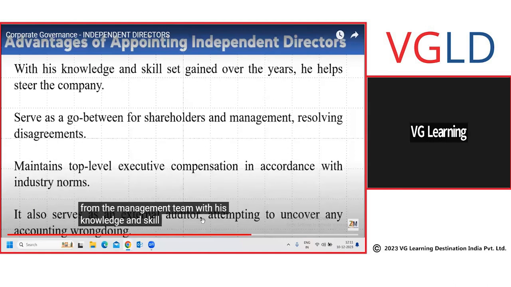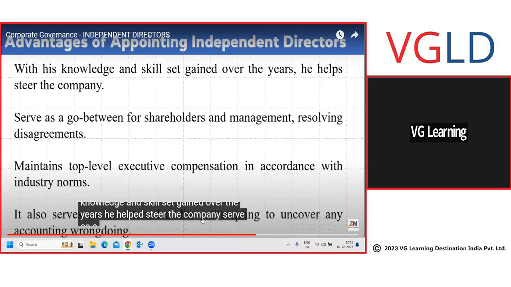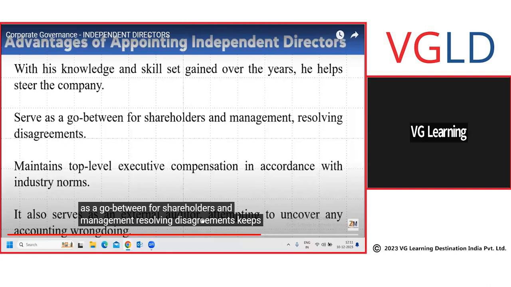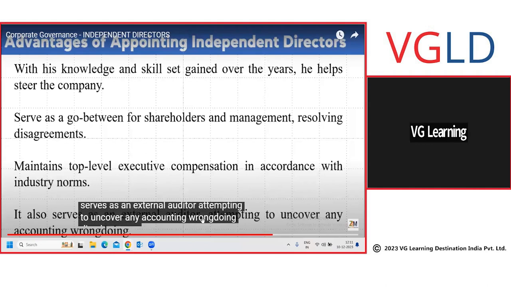With his knowledge and skill set gained over the years, he helps steer the company, serves as a go-between for shareholders and management, resolving disagreements. Keeps top-level executive pay in line with standard practices in the sector. It also serves as an external auditor, attempting to uncover any accounting wrongdoing.